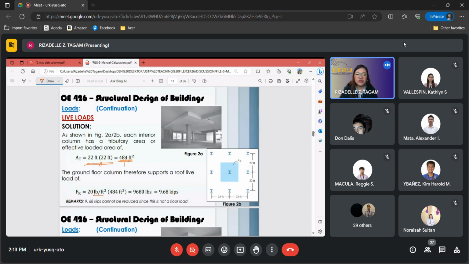So this is 20 pounds per feet squared, the standard unit load, multiplied by the tributary area. Diretso na ha. The answer, cancel ang feet, is 9,680 pounds. So divided by 1,000, that is 9.68 kips.